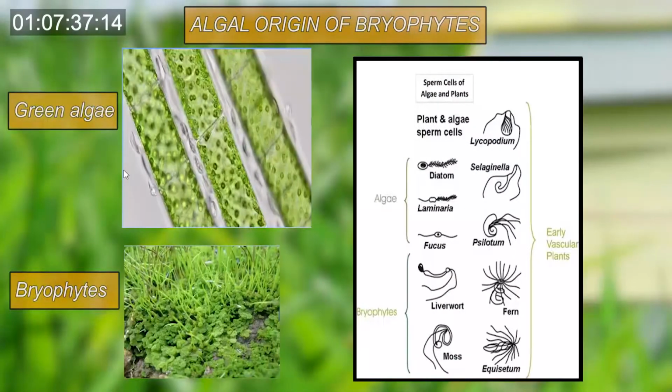Similarly, in the diagram, as we can see, certain photosynthetic pigments like chlorophyll and xanthophyll are present both in the algae as well as in the bryophytes, which suggests that the bryophytes might have an origin similar to that of the algae.